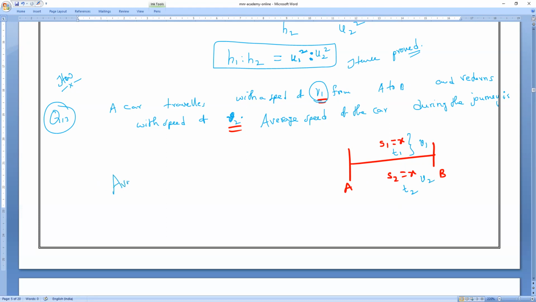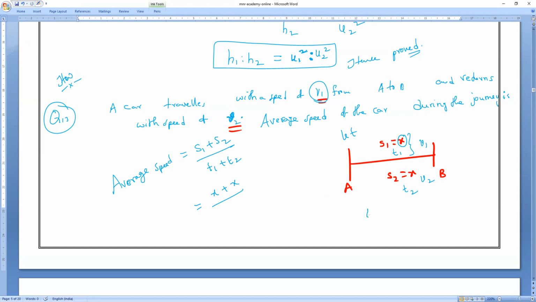So what are they asking us to find? Average speed. If values are given, you people can solve. Even in our NCERT exercise we have this. So average speed means what is the formula? Two journeys totally, so S1 plus S2 divided by T1 plus T2. S1 is x plus S2 is x. We assumed that if A to B is x meters, then B to A is also x meters only.